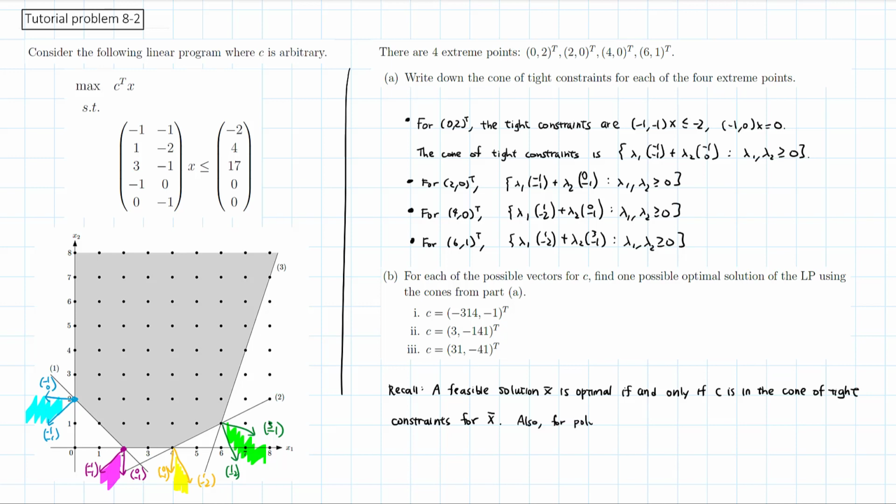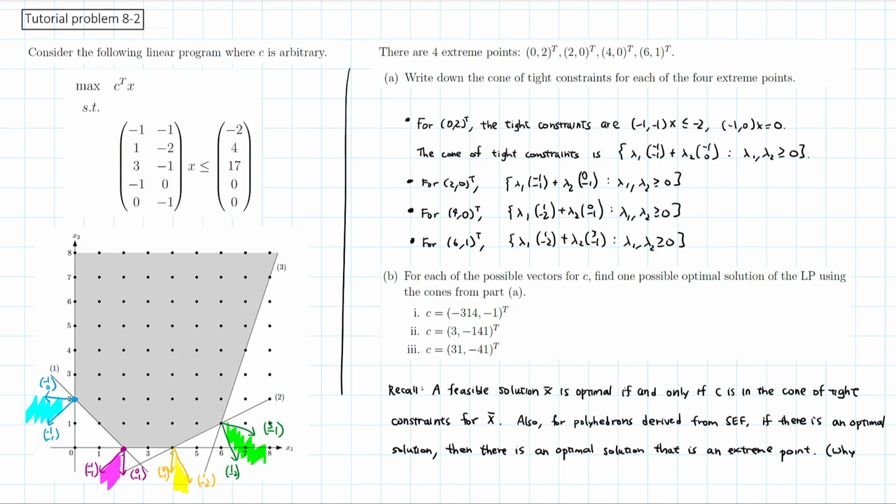Also, for polyhedrons derived from SEF, if there is an optimal solution, then there is an optimal solution that is an extreme point. Try to explain why that is. So in this case, where we are trying to find an optimal solution for each c, we can limit our search space to the cones of these four extreme points.